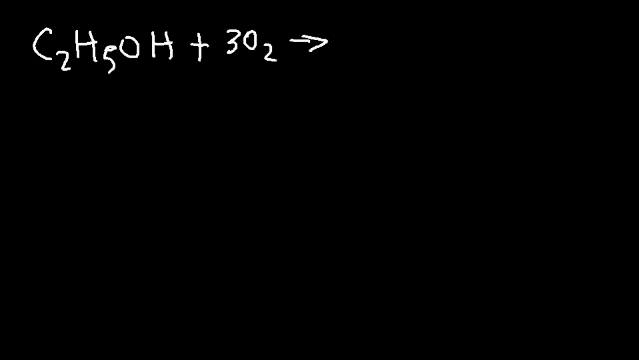Try this problem. Let's say you have this reaction. Ethanol reacts with oxygen gas to produce carbon dioxide plus water. So this is a combustion reaction. And the heat of reaction for this particular reaction is called the heat of combustion because it's a combustion reaction.